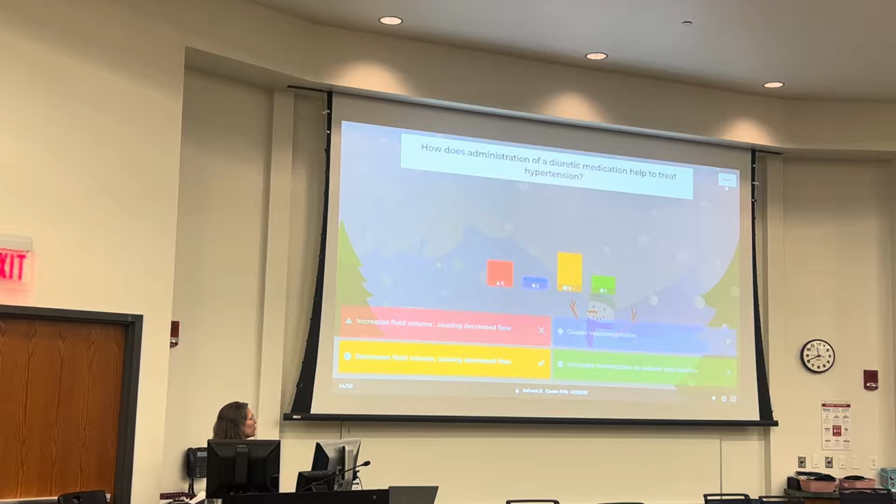If those other options don't really make a lot of sense to you yet, that's okay. Just as long as you write it down and think about it and know for your test that a diuretic helps treat high blood pressure by making you pee out extra fluid.